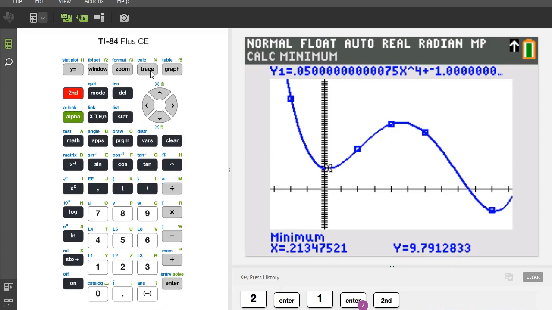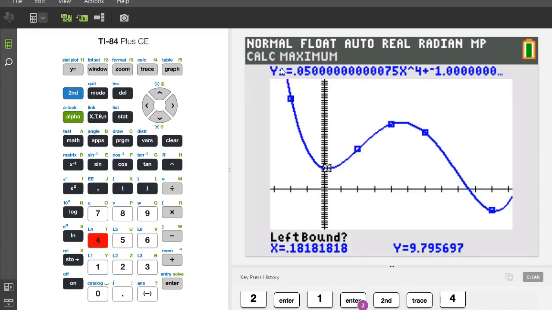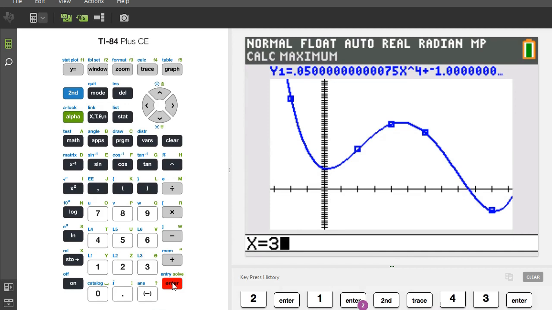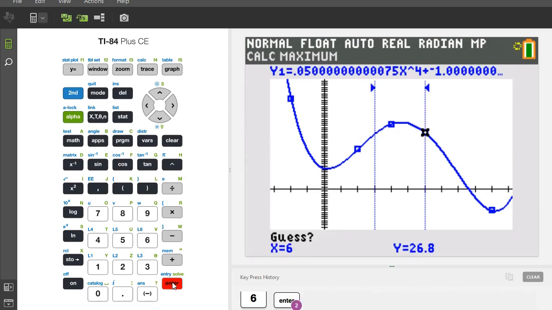this local maximum value. So second trace maximum. Also make sure I'm on Y1 and I'm not on the stat plot, because if I'm on the stat plot, then that won't really help me out very much. So I want to make sure that I bound this effectively, and then it gives me the answer of 4.597. So I'm increasing from 0.213 to 4.597.